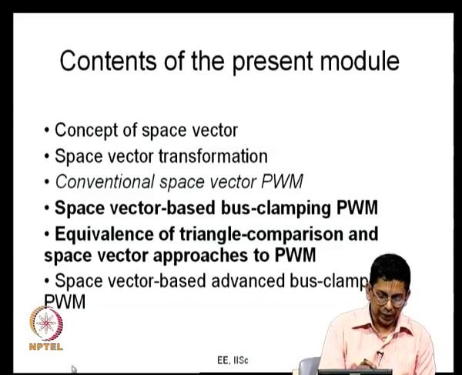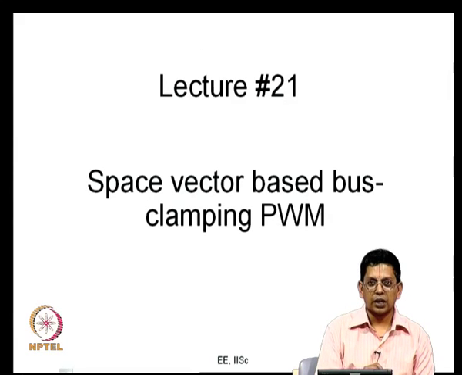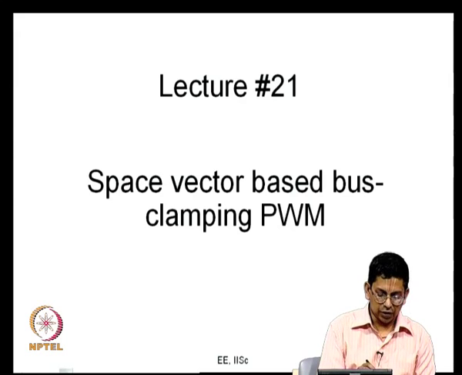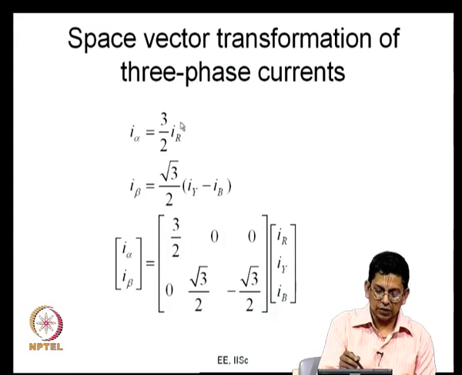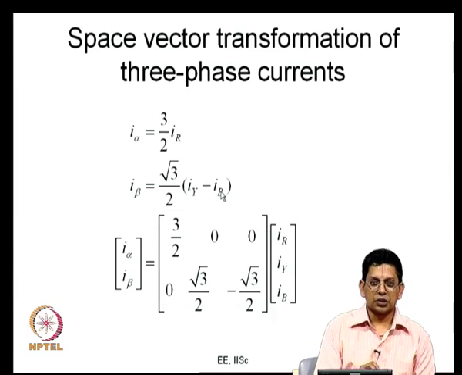So, let us quickly take a look at space vector transformation. We are going to discuss space vector based bus clamping PWM, so let us start off with space vector transformation. Let us say there are 3 phase currents IR, IY and IB, which sum up to 0, that is IR plus IY plus IB equals 0.